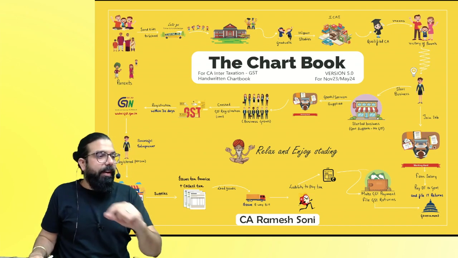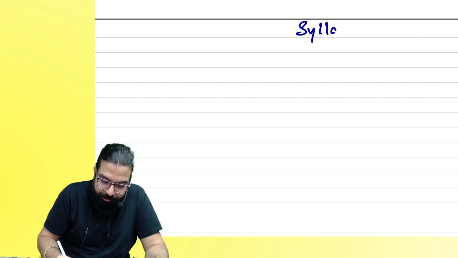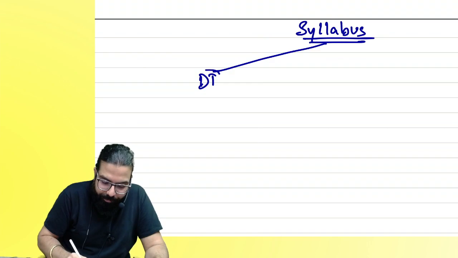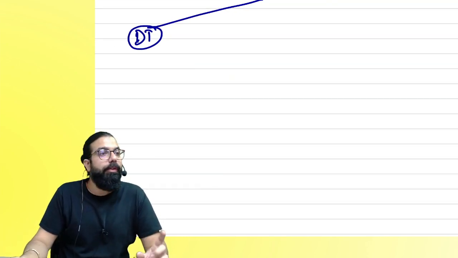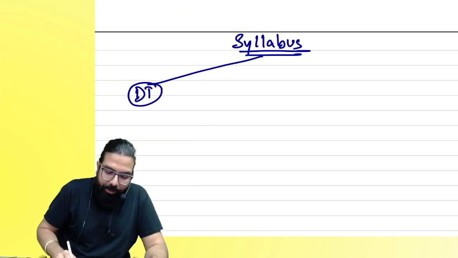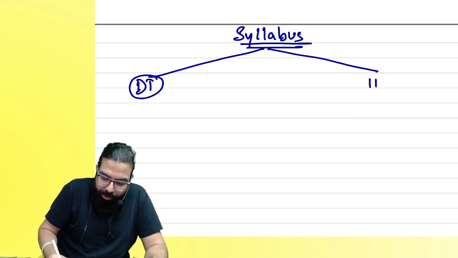Now, first thing, sir, about the syllabus, if you can go ahead and tell us. Can you tell me about your syllabus? You have direct tax in your taxation. How many marks? 60 marks. So for people who don't know, direct tax is for 60 marks and indirect tax is for 40 marks.